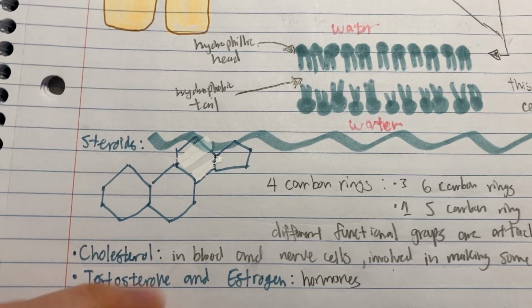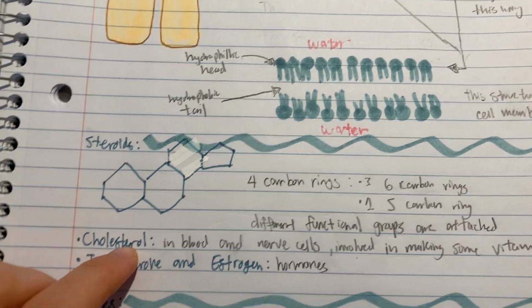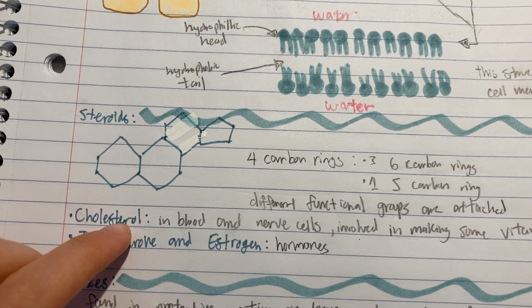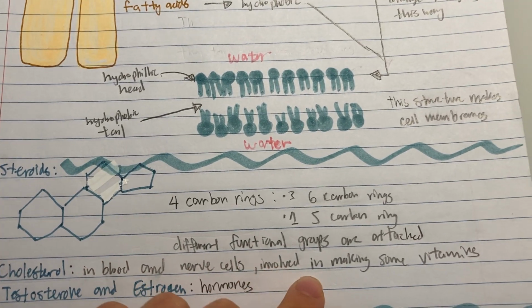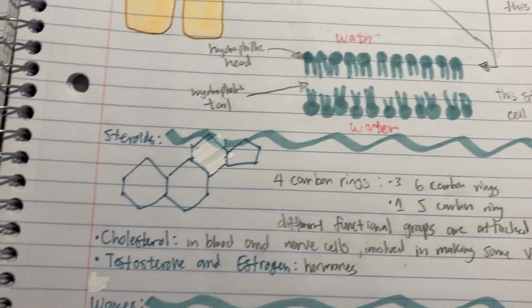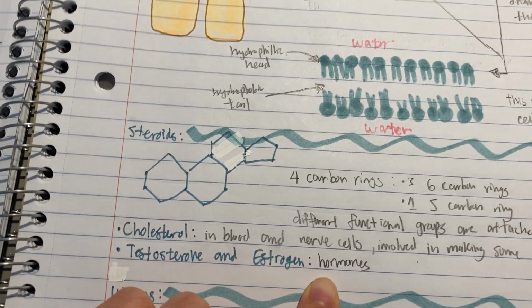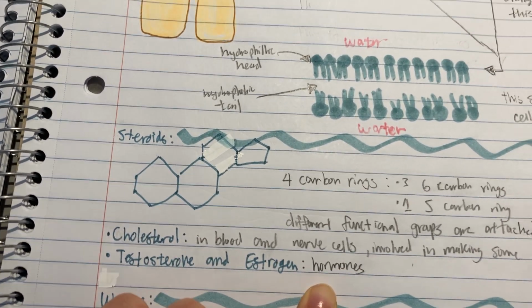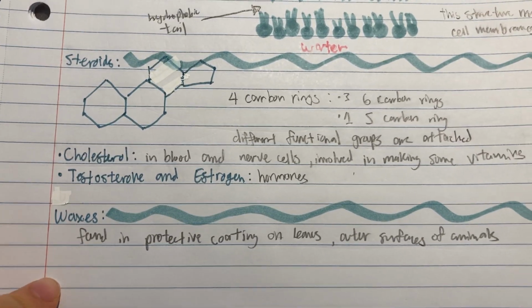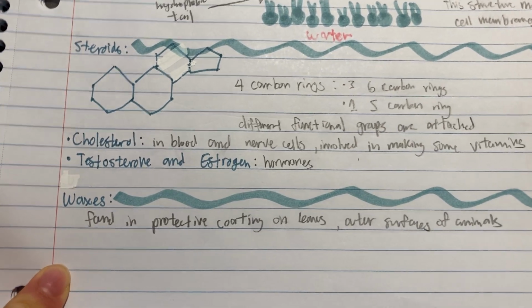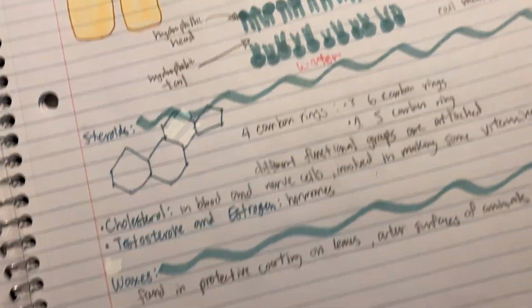And the most common steroid is cholesterol. You guys might know people try to avoid cholesterol and they want to lower cholesterol, but cholesterol is important in our human body. It's found in blood and nerve cells, and it's involved in making some vitamins. And then you guys might also know about testosterone and estrogen, which are male and female hormones. That's also a type of steroid. And then the last is waxes, which are found in protective coatings on leaves and other surfaces of animals. And also bees create waxes, and that's okay.